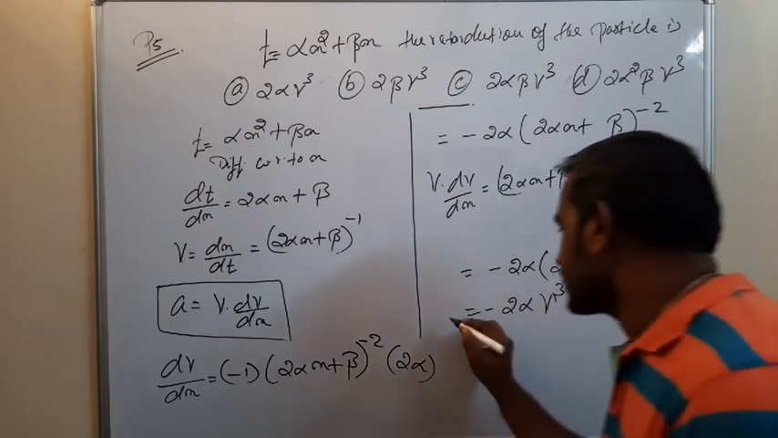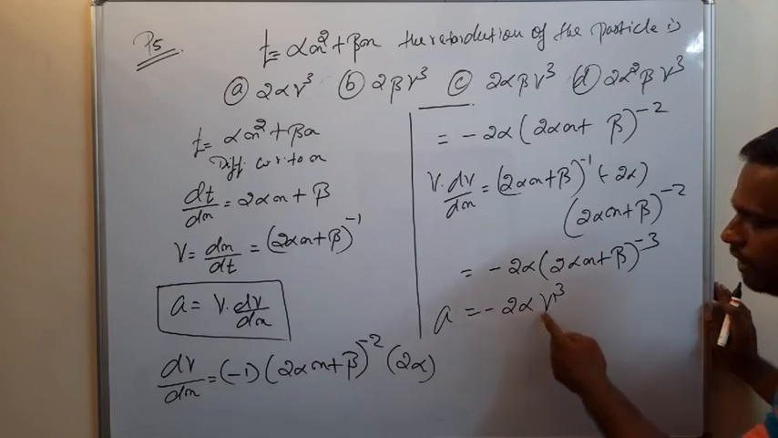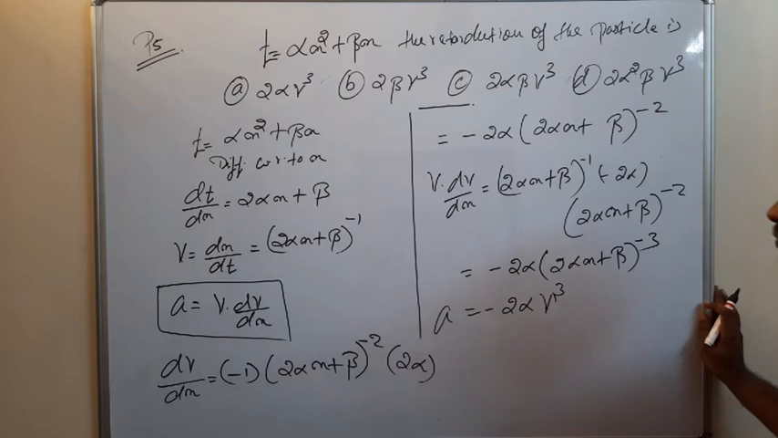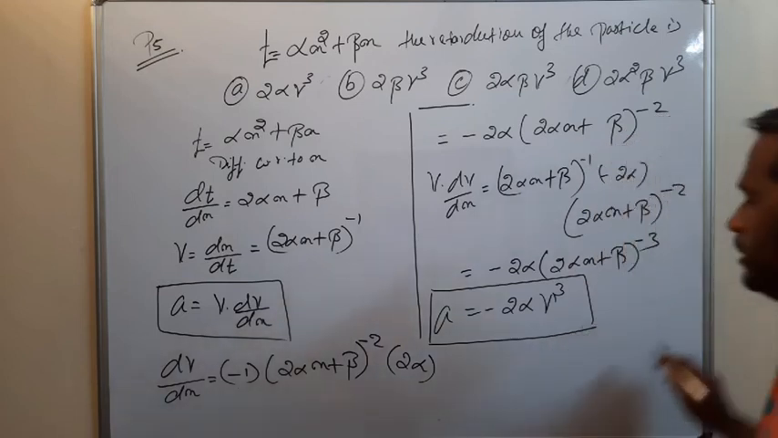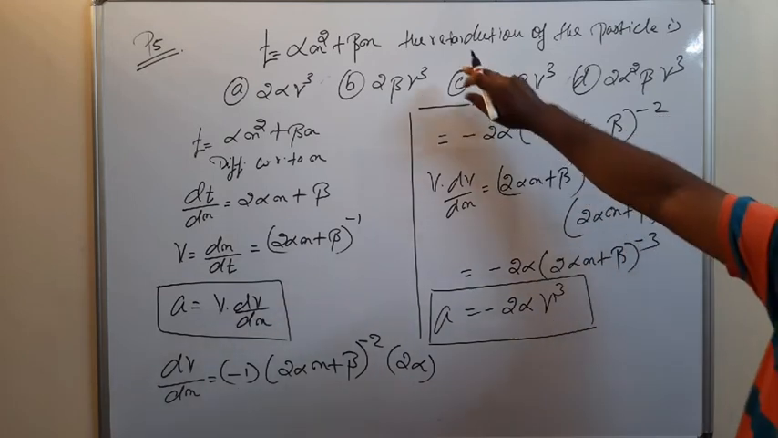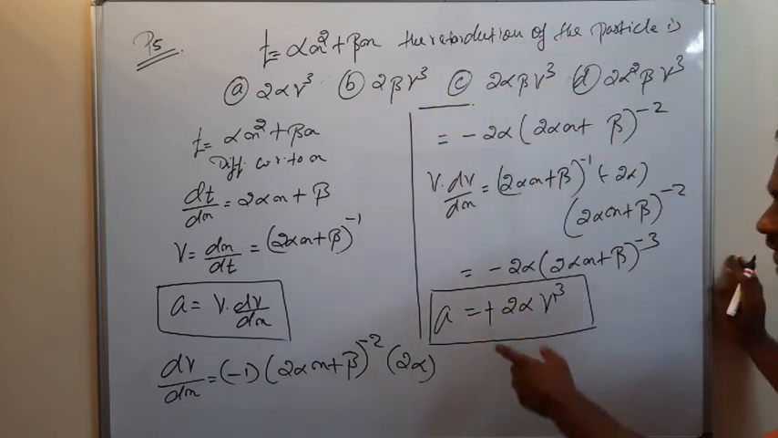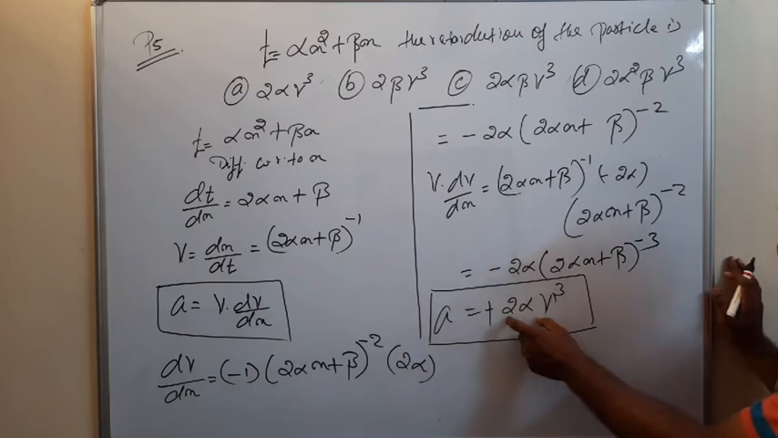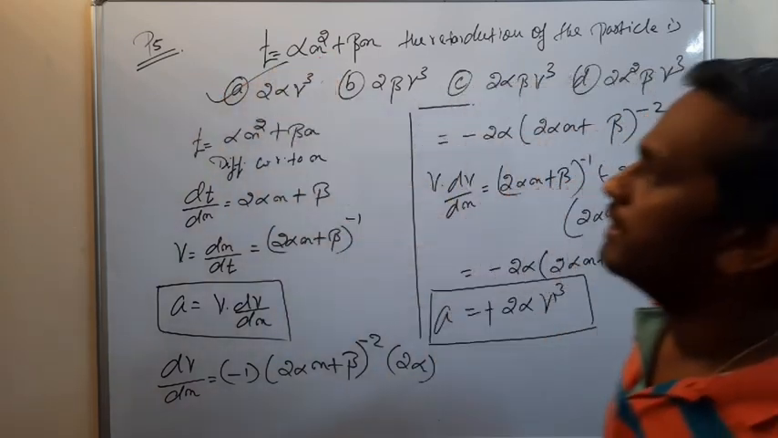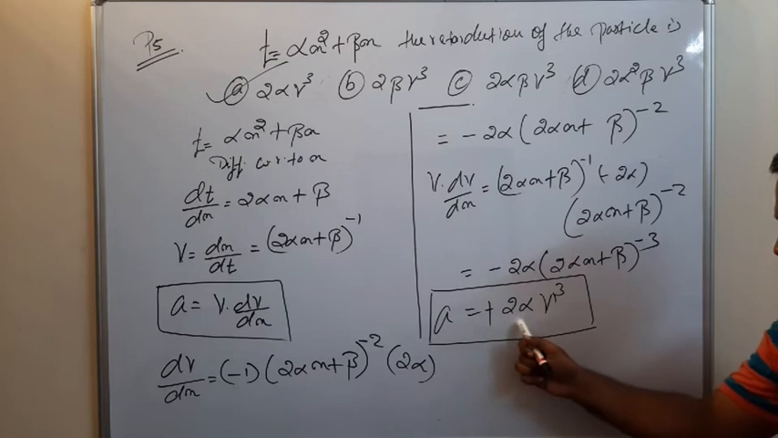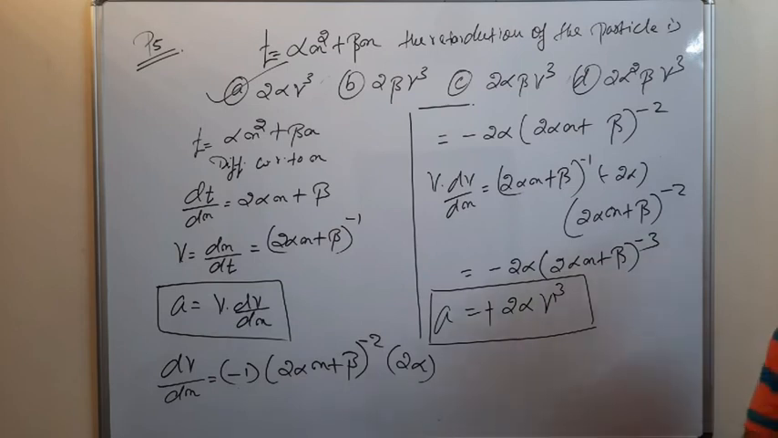So this is acceleration. Acceleration is equal to minus 2 alpha v cube. So what is the question asking? The retardation of the particle. Retardation means without sign, that is 2 alpha v cube. So option A, 2 alpha v cube, is the answer. Acceleration is minus 2 alpha v cube, and retardation is without sign, so 2 alpha v cube. That is the answer.